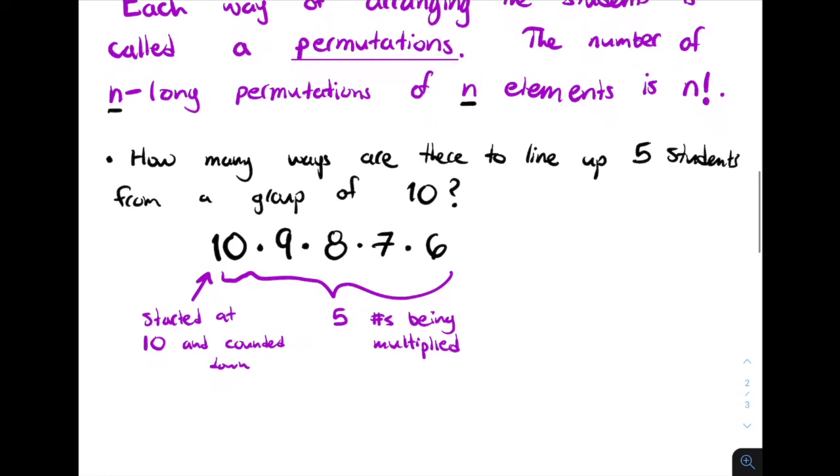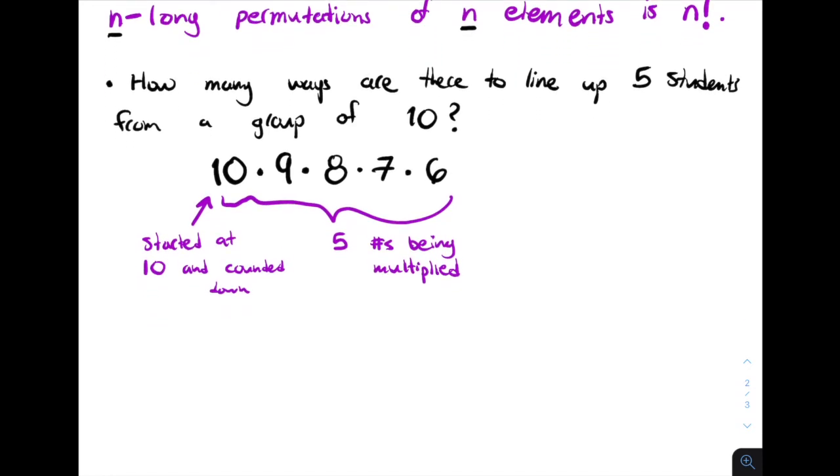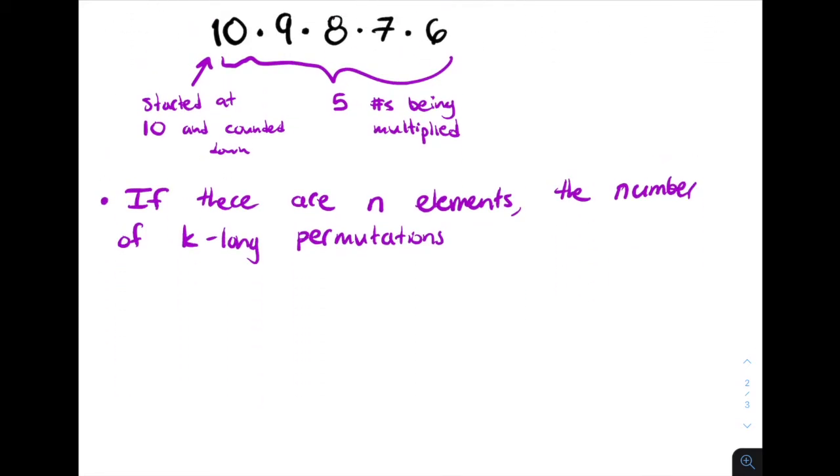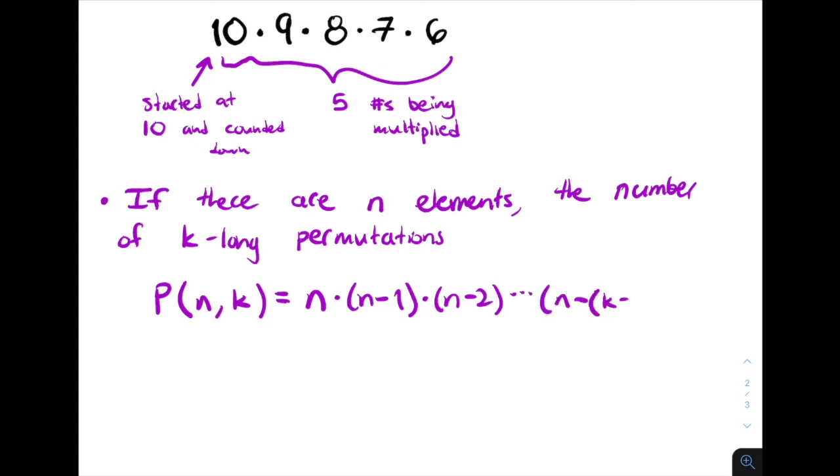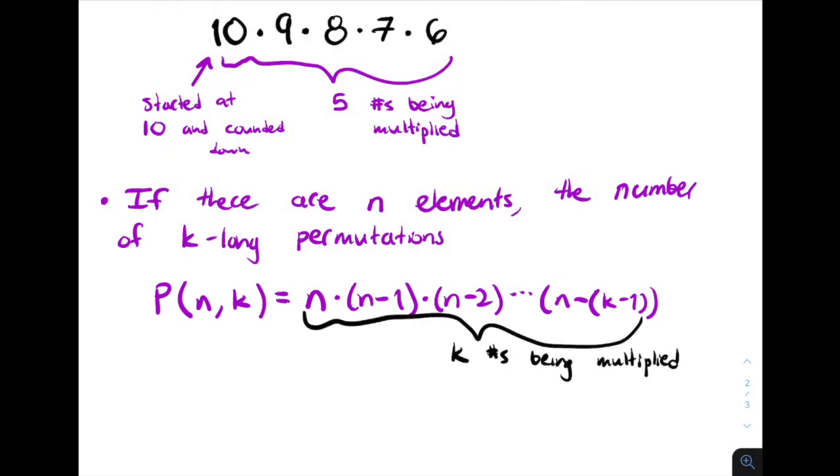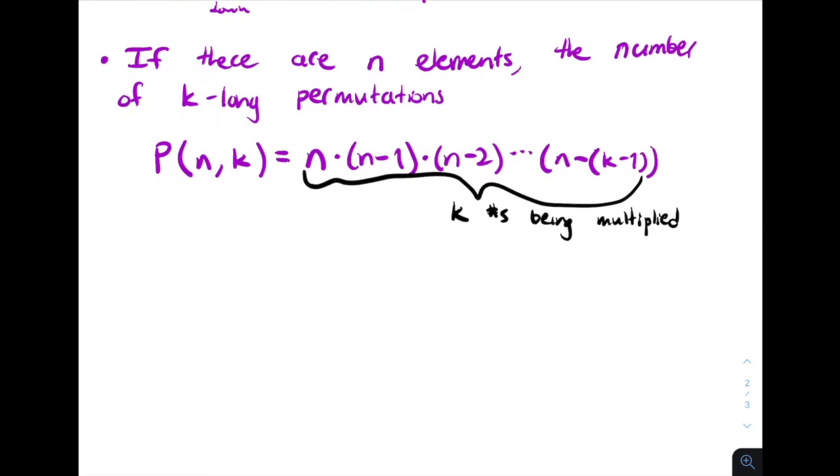In general, that's going to be exactly our formula for the number of k-long permutations of n elements. So if there are n elements, the number of k-long permutations, which we'll symbolize with P(n,k), is equal to n times n minus 1 times n minus 2, and on until n minus k plus 1. But the important part is that there are k numbers being multiplied. If we wanted to more concisely express this formula, we can say n factorial over n minus k factorial.